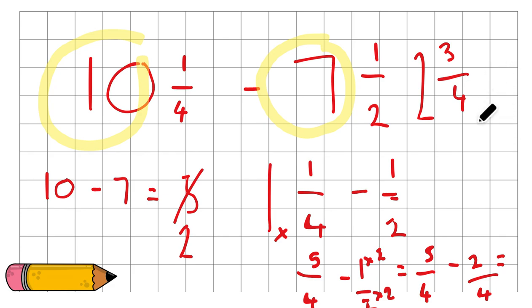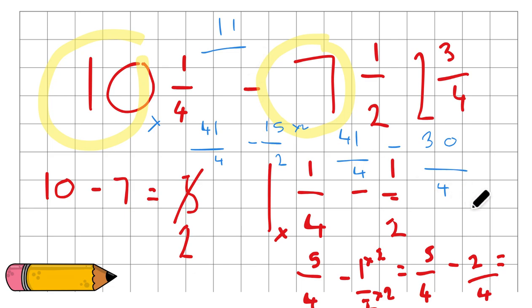You could do it the other way, which would be, for example, 10 times 4 is 40, so that would be 41/4. Take away 7 times 2 is 14, plus 1 is 15 over 2. So that would be 41/4, and then we would times the 15/2 by 2 to get 30/4, take away 30, and that would leave us with 11 over 4.